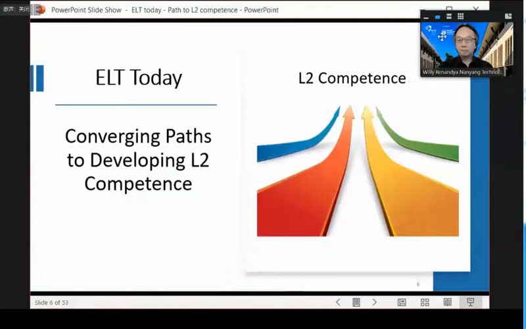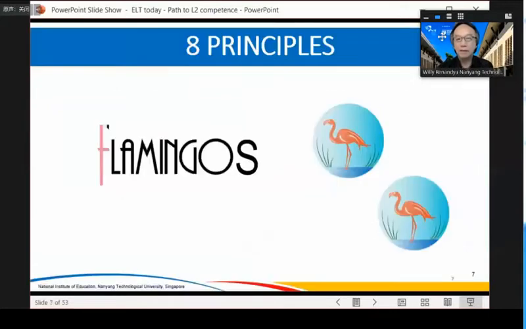So my presentation today is basically about a number of principles that we can use to help our students develop their English language proficiency. And I will summarize my presentation using this acronym, Flamingos. So at the end of the presentation, you should be able to remember some of the big ideas that I am sharing with you today. So 8 principles altogether. Let me begin with the first one.